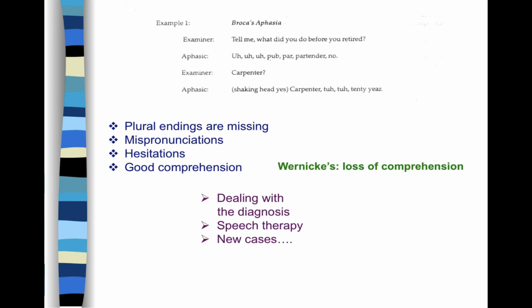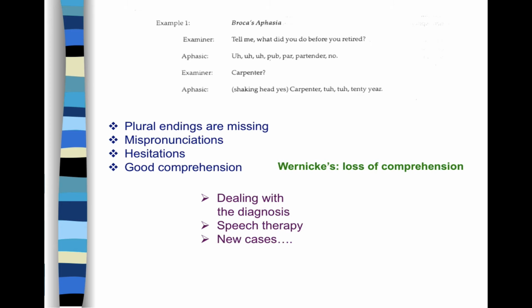So the examiner says, tell me, what did you do before you retired? And then with a lot of false starts and hesitations, the aphasic says, bartender, no. And the examiner, of course, has the file in front of him and in front of her and says, carpenter. And the aphasic patient shakes his head, yes, carpenter. 20 year. So here's what happens when people speak English and get Broca's aphasia.